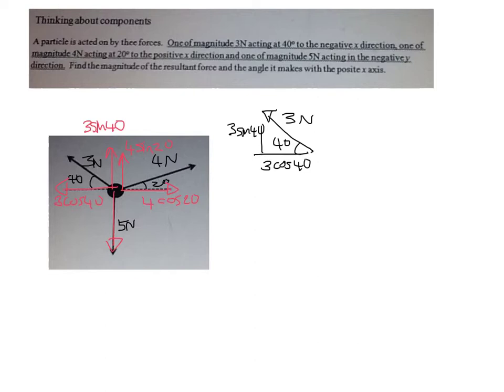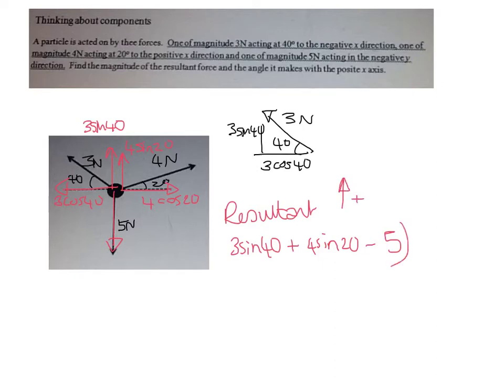So in terms of up and down, that's the j part, we've got 3 sine 40 and 4 sine 20 minus 5, because that's going in the opposite direction, so I'm taking this way to be positive for the j's. j is up and down. And then also left and right, so that's the i's. We've got minus 3 cos 40 and 4 cos 20.